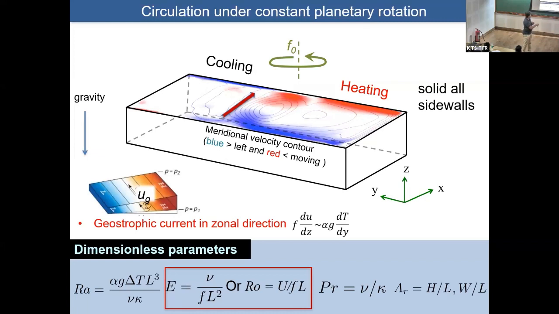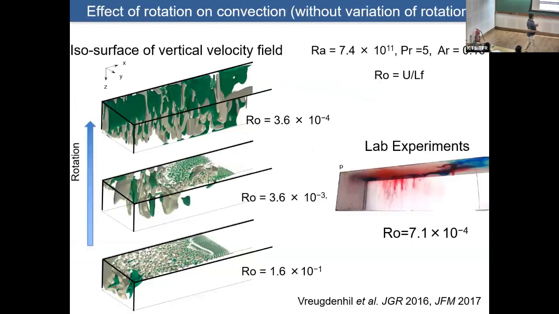Now, I have a solid boundary on both sides. If it's a solid boundary on both sides, it hits the boundary and then goes again to the north. So it will now form boundary currents along with the geostrophy.